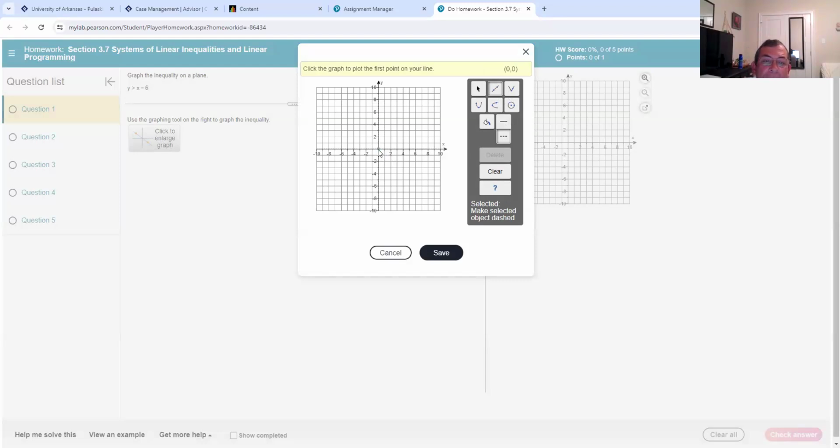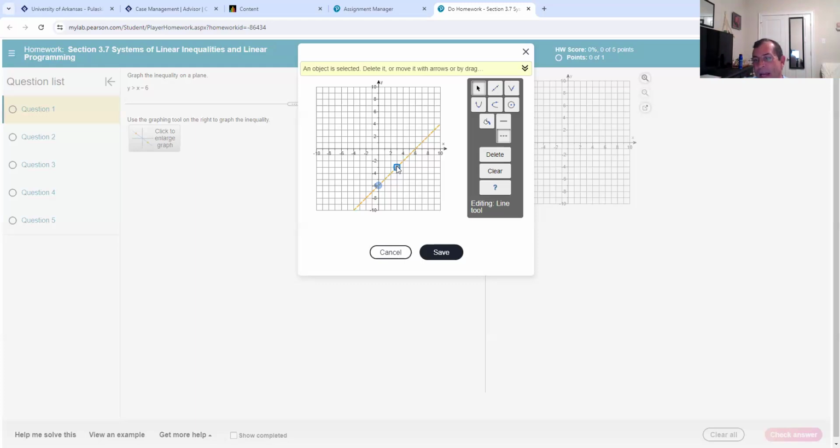I had 0, -6. So at 0, I'm going to go down to -6. And then my next point was 3, -3. So I'm going to go right 3 and down 3. All right, so you got your 2 points graphed. It's got the dashed line going through there.